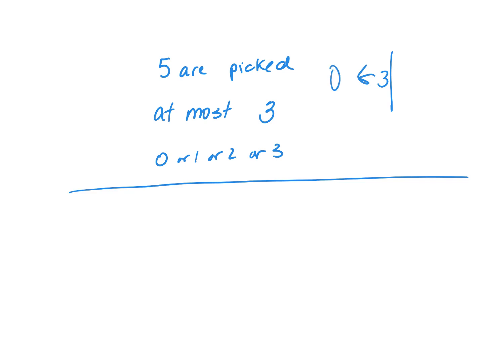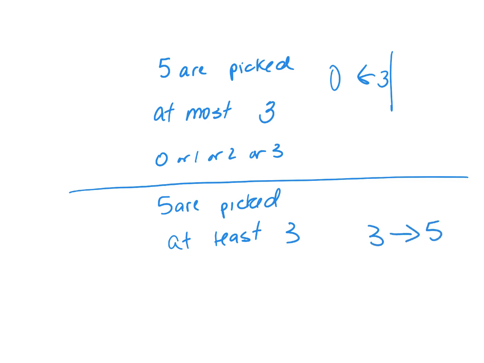Now, at least: 5 are picked, and it's at least 3. So 3, 4, 5. You go here and you go up to the top, which is 5, because that's how many are picked. So it's 3 or 4 or 5.